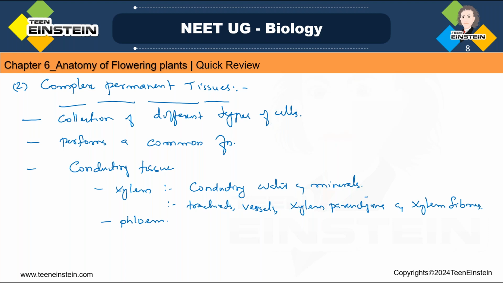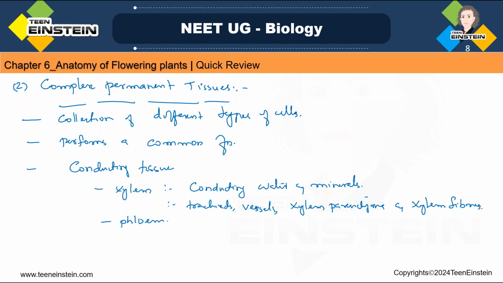Okay, so conducting tissue, it is forming which one? Complex permanent tissue. It is forming the conducting tissue. It is performing the function of conduction, and that conducting tissue is classified as xylem and phloem. Xylem is conducting water and minerals, and xylem is made up of tracheids, xylem parenchyma, xylem fibers, and vessels.